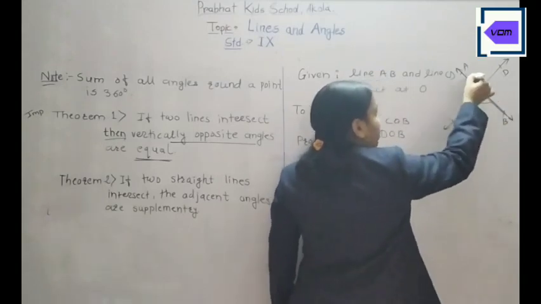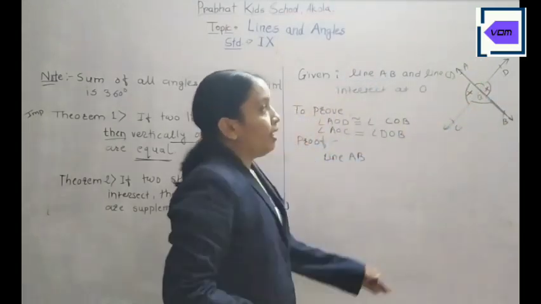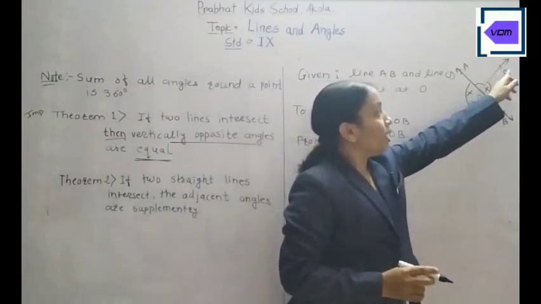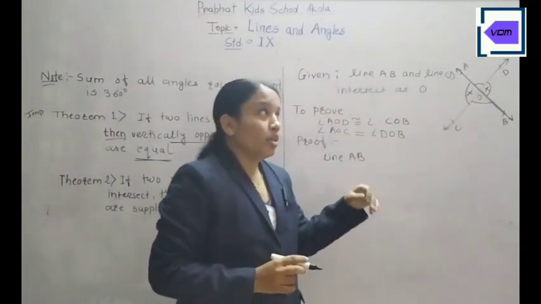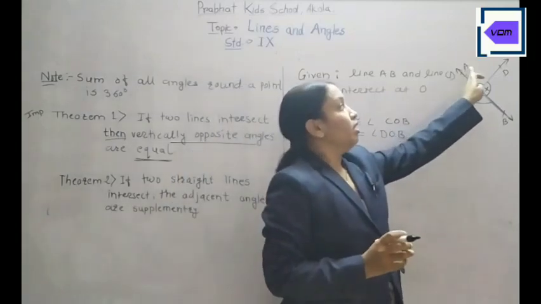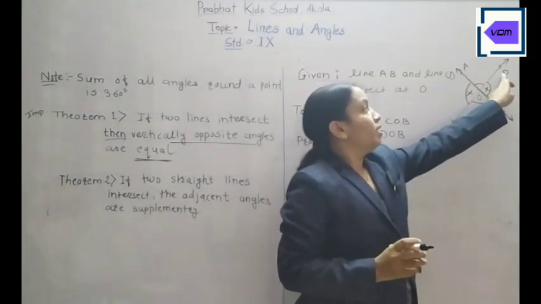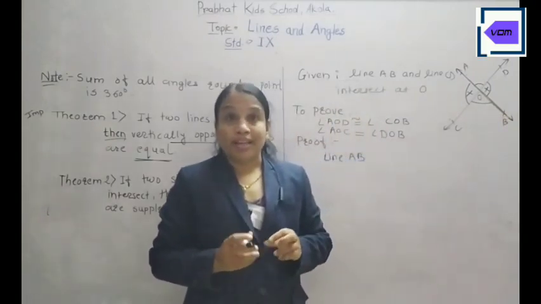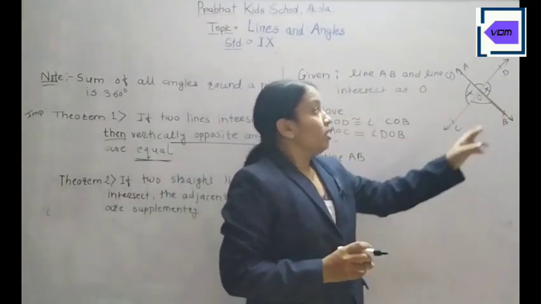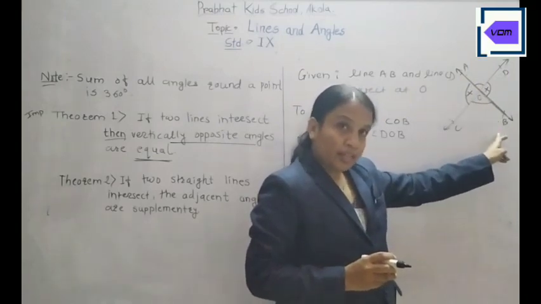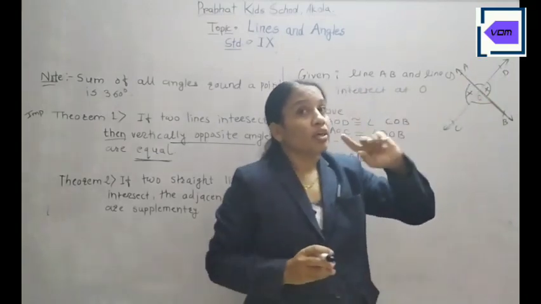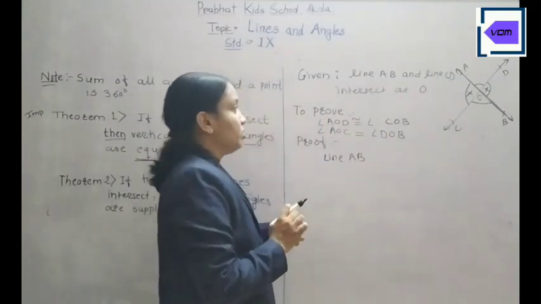This line AB is there, and OD is the ray that stands on that line. Then angle AOD plus angle DOB is equal to 180 by axiom 1. If a ray stands on a line, then the sum of the adjacent angles is 180. That is the axiom we are using.